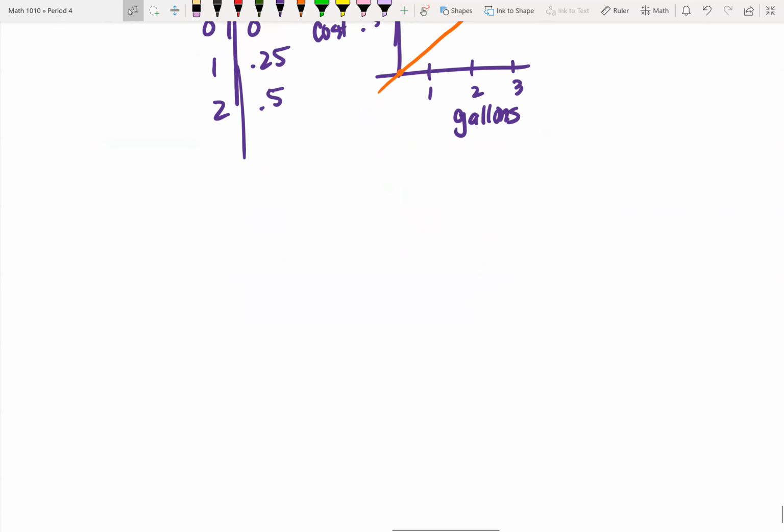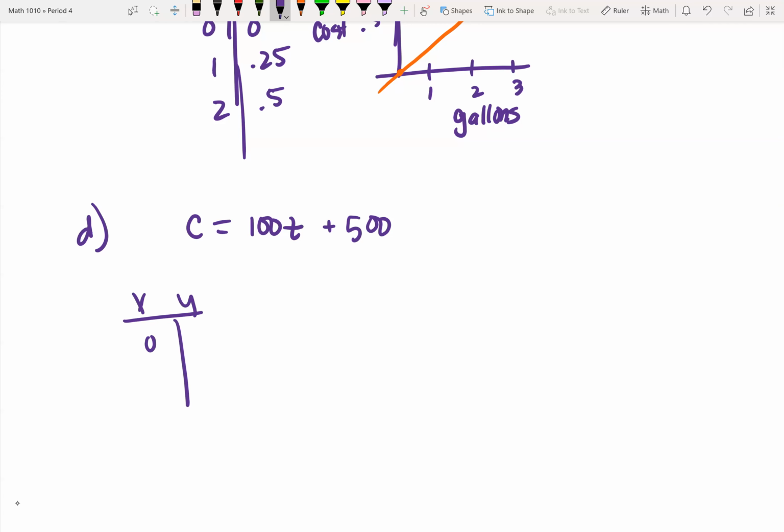Okay, question D. The cost of production of a type of tablet is $100 per tablet. So your cost is $100 per tablet. But initially, I have to pay $500 just to start it up. So there's my equation. That's symbolically. So numerically, it looks like this. If I don't sell any tablets, then my cost is $500. If I sell one tablet or make one tablet, $600, 2, $700, etc.